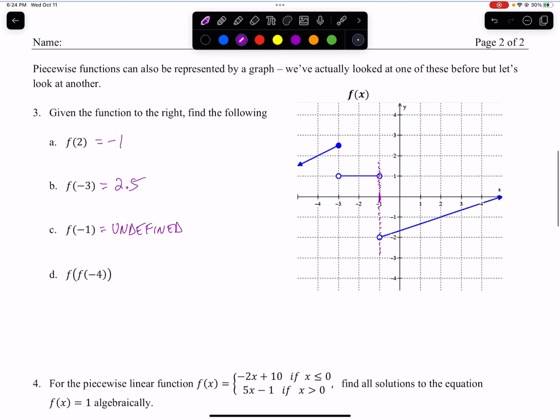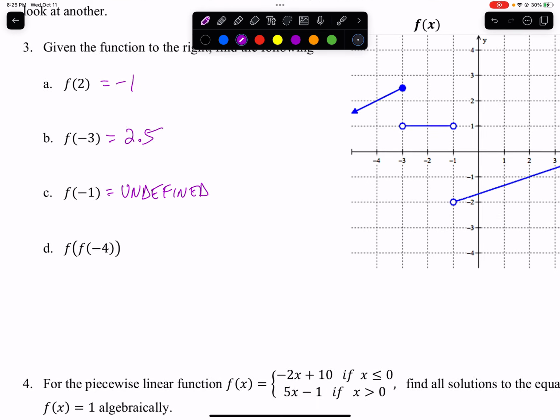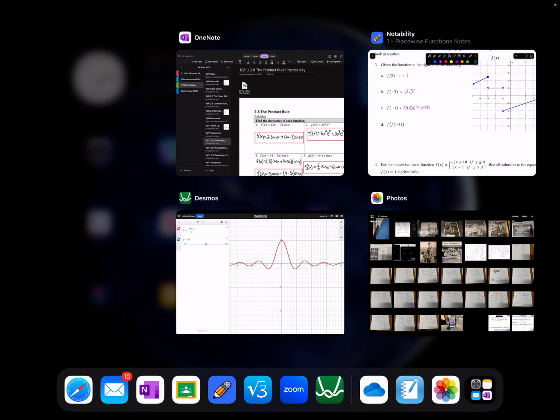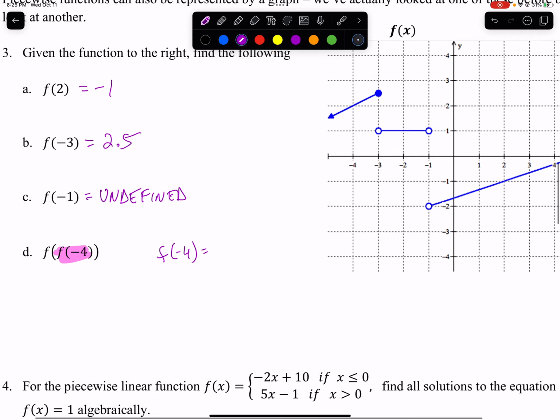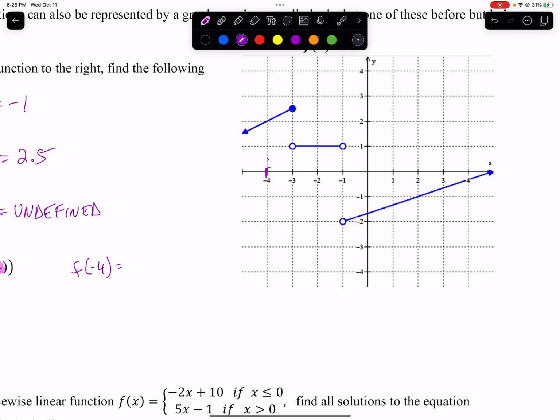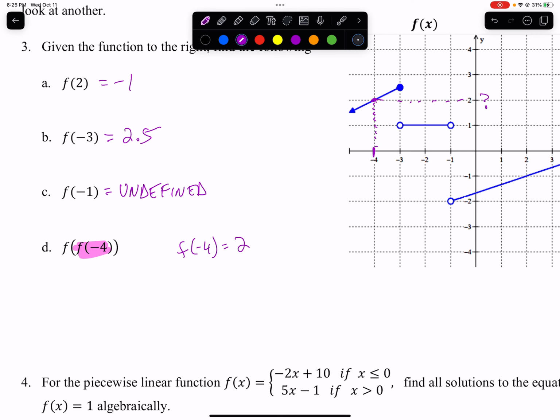All right? Now let's look at f of f of -4, composition of functions. So we start with the inside first. We start by finding f of -4. So I'll do it on the side over here. F of -4 equals. So I go to -4 on the graph. I look up, I hit the curve here, and I look over and say, what is that y value? Oh, it's 2. So f of -4 is 2.